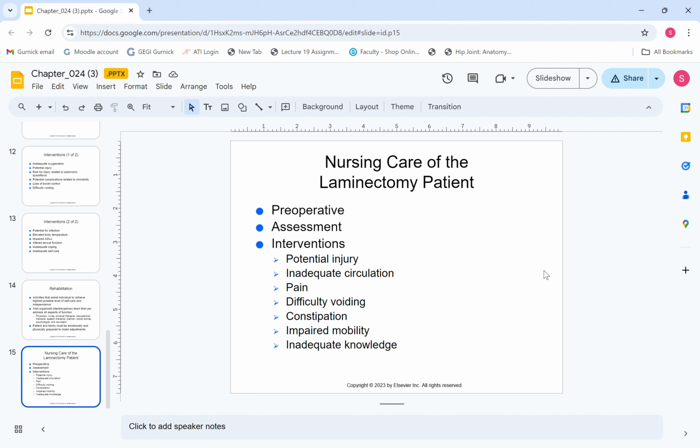If the patient is able to use incentive spirometer, we would have taught them that before surgery. We're going to have them use it after surgery. All right, inadequate circulation. With any surgery, we have risk for things like DVTs, deep vein thrombosis in the legs.